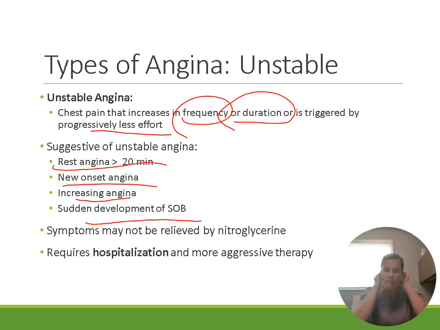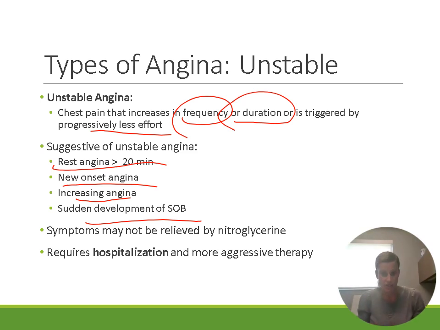Also, when we talk about unstable angina, again, the symptoms might not be relieved by nitroglycerin. So it's possible to have unstable angina and have the nitro still work, right? But say that with the angina, you can do less and less activity, and instead of taking 1 nitroglycerin, now it takes 3 doses. That's still unstable angina. That's still worsening.